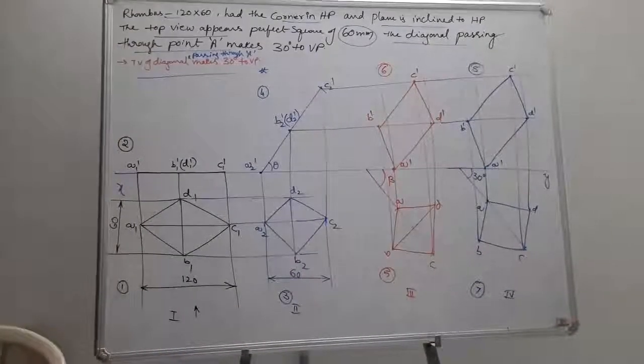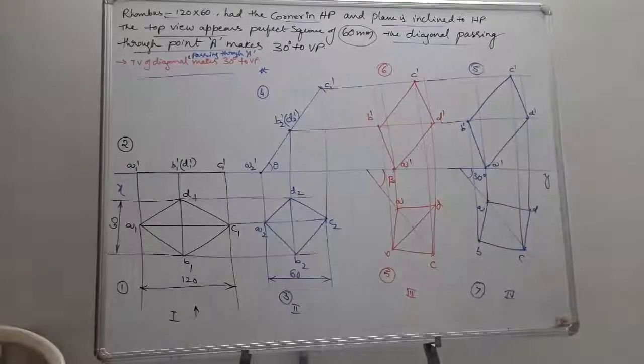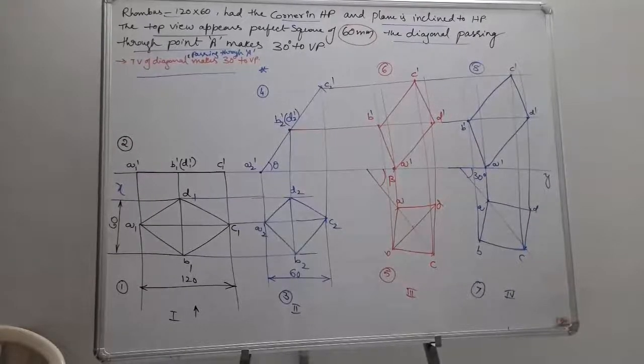Okay, students, is it clear? So when the top view of the diagonal is passing through, directly the top view, that is step 3, is going to be tilted for 30 degrees. Whenever the diagonal is passing, you have to find the apparent angle beta. Can I erase this? Is it clear?